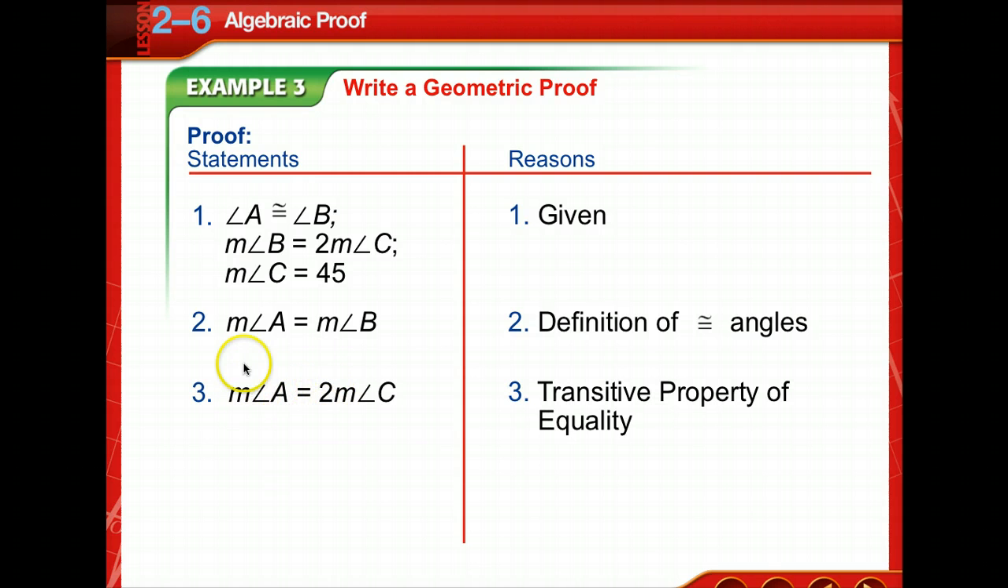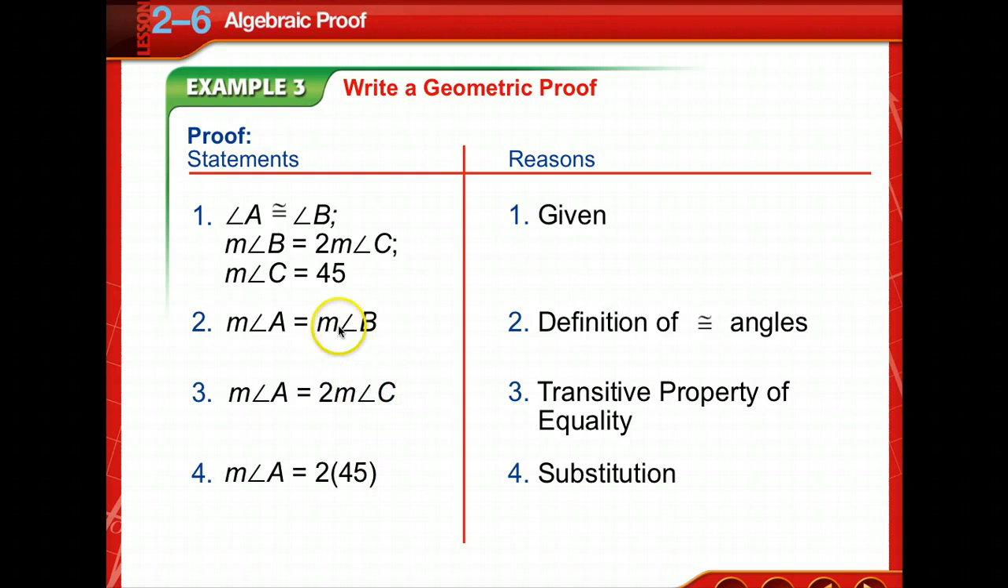So how could we say that the measurement of angle A is equal to 2 times the measurement of angle C? Well, notice if the measurement of angle A is equal to the measurement of angle B, and the measurement of angle B is equal to 2 times the measure of angle C, see both of these are equal to the measurement of angle B, so we can state that they're equal to each other. The transitive property of equality.